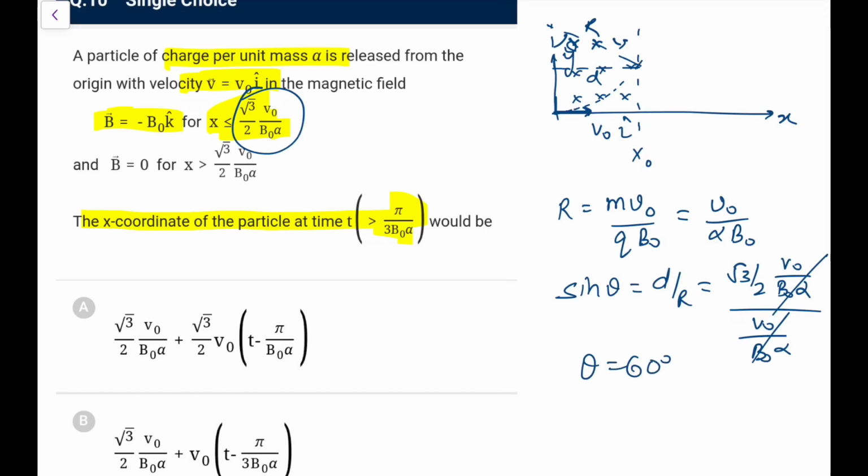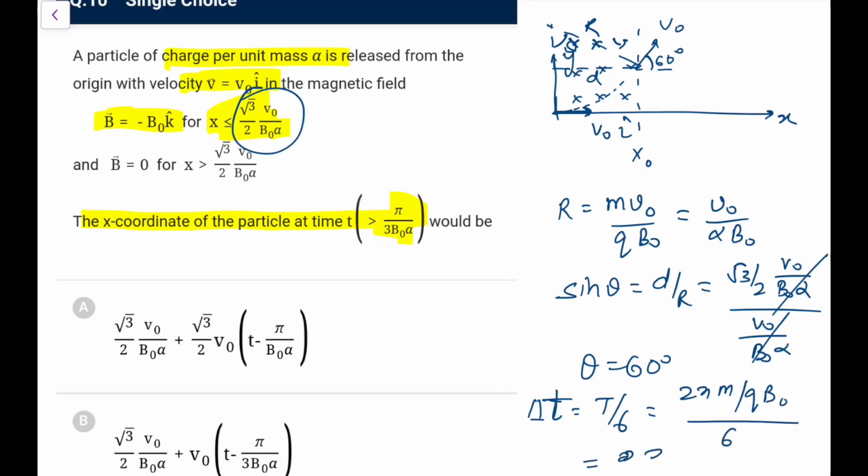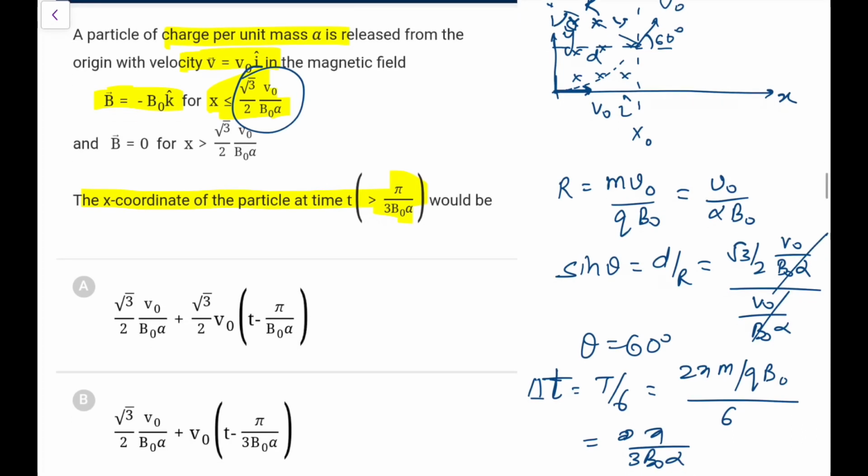So it turns by 60, so this velocity will now be at an angle 60 degrees here, theta. Now time taken in this part would be T by 6, because it is turning 60 degrees. T you know is 2 pi m by q B naught, upon 6, and q by m is alpha, so it is pi by 3 B naught alpha, which is given. So time is greater than this, so till this time, it is at this point, this x coordinate is x naught. After that velocity will remain constant, and this vx will now become v naught cos 60, which is v naught by 2.